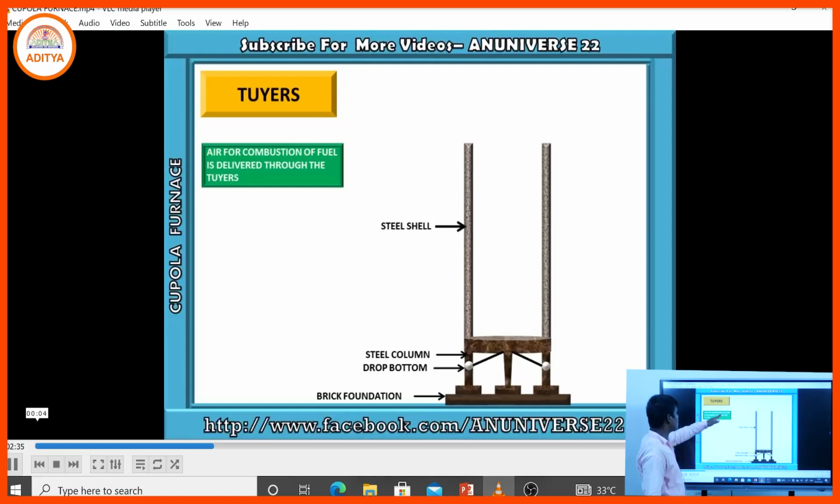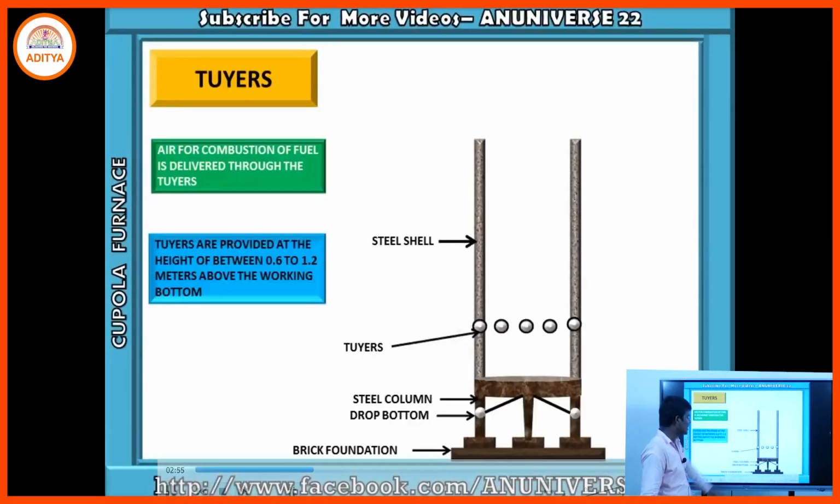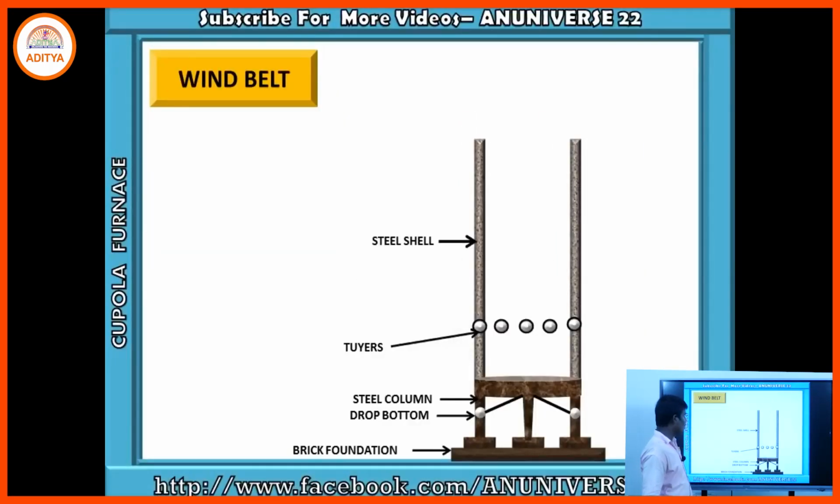Tuyeres are used for combustion. The air for combustion of the fuel is delivered through the tuyeres to the combustion chamber. That is the position of the tuyeres. Tuyeres are generally at a height of 0.6 to 1.2 meters above the working bottom.